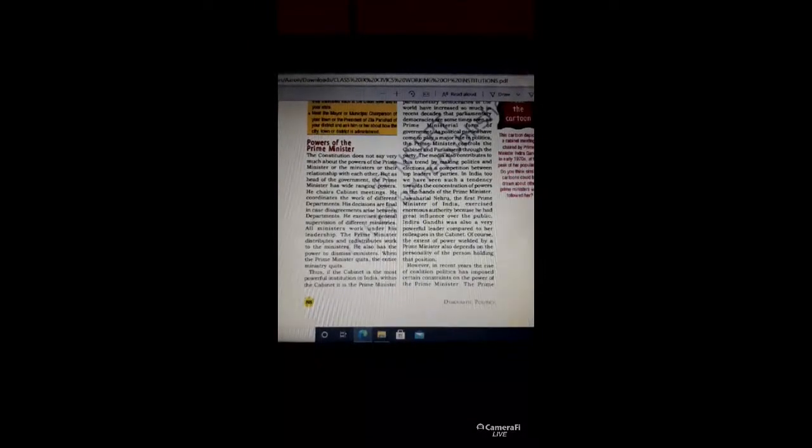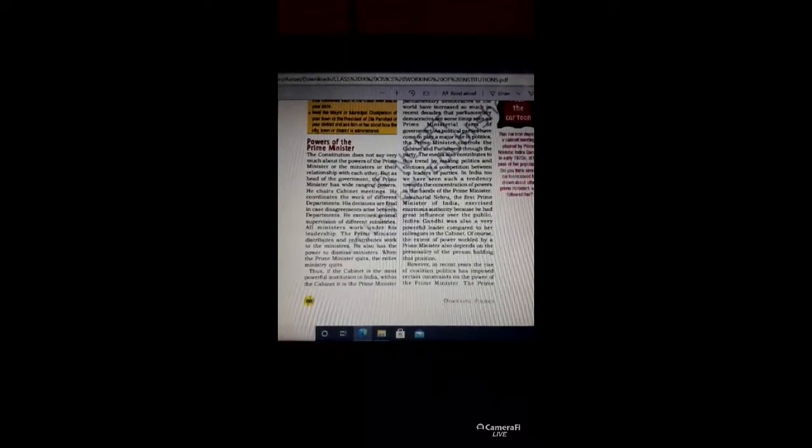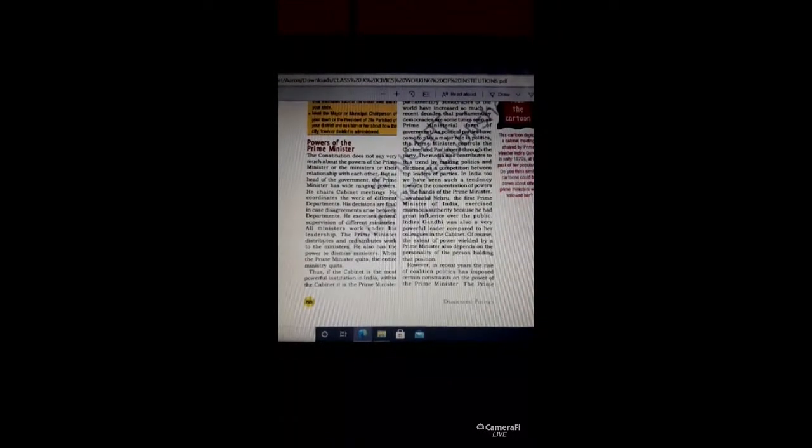The Prime Minister chairs cabinet meetings. First, he chairs the cabinet meeting. He is the head of the government. We all know the Prime Minister is the head of the government and he chairs the cabinet meeting. He coordinates the work of different departments. So the work of different departments is also coordinated by the Prime Minister. He looks after all the matters, how the different departments are working.